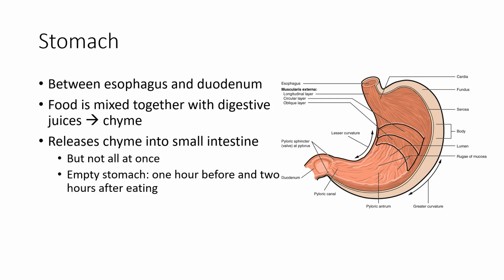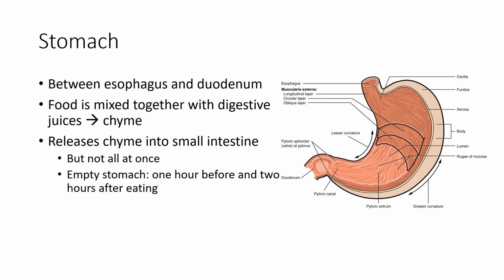The stomach is located between the esophagus and the duodenum. In the stomach, food is mixed together with our digestive juices, and it becomes a substance called chyme. So we don't digest our food in the order that we eat it. And so even if you don't let food touch on your plate, within the stomach it all gets mixed together and turns into chyme. The stomach then releases chyme into the small intestine through the duodenum. Note that this doesn't occur all at once, but it's a process that allows small amounts of chyme to move into the small intestine at a rate that the intestines can process the food.